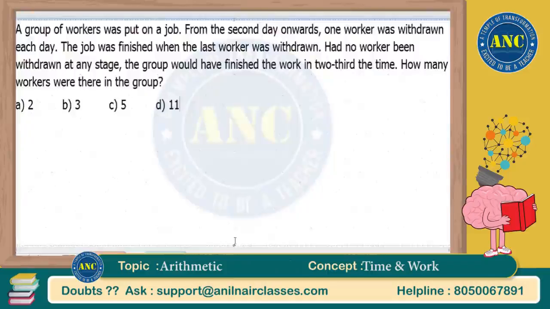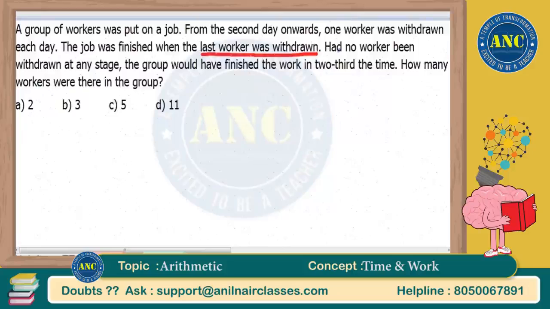Your question is, a group of workers was put on a job, right? There are some people who are working. From the second day onwards, one worker was withdrawn each day. That means each day, one person is leaving from the second day onwards, not from the first day in this question. The job was finished when the last worker was withdrawn. When the last worker was withdrawn, the job got completed.